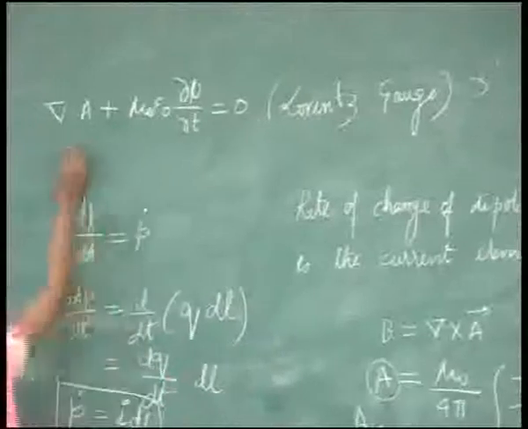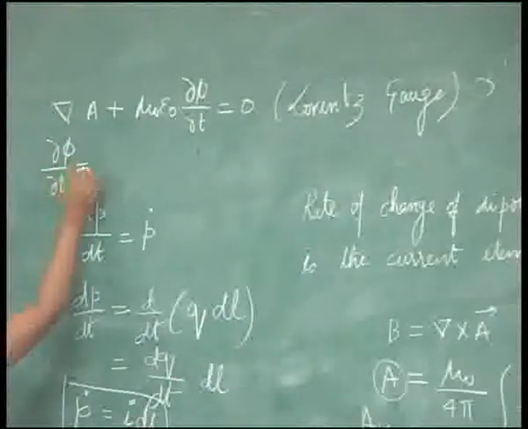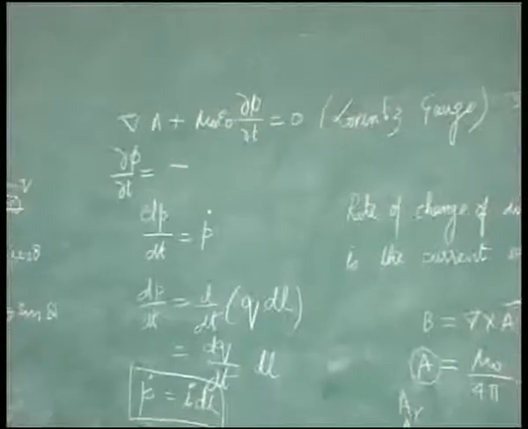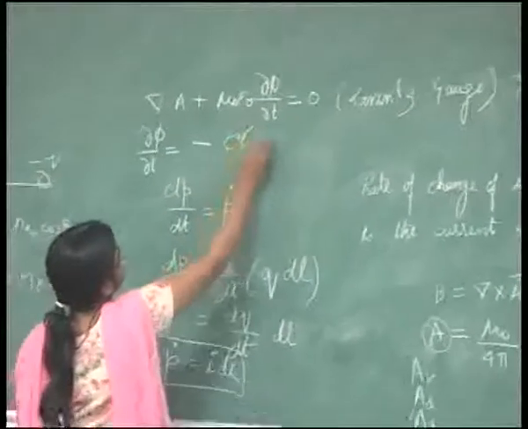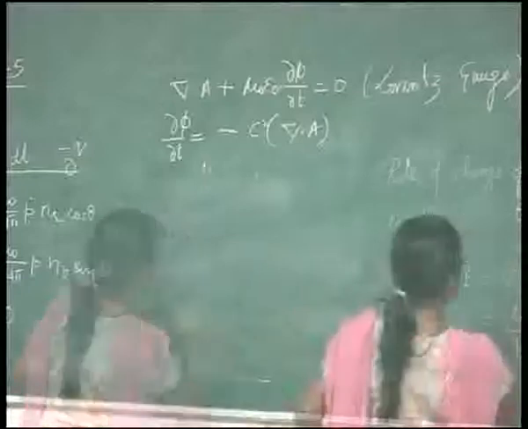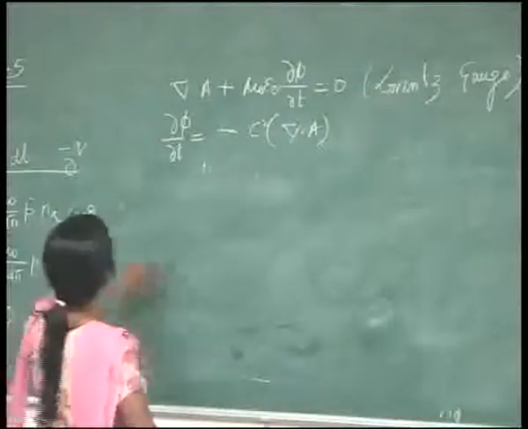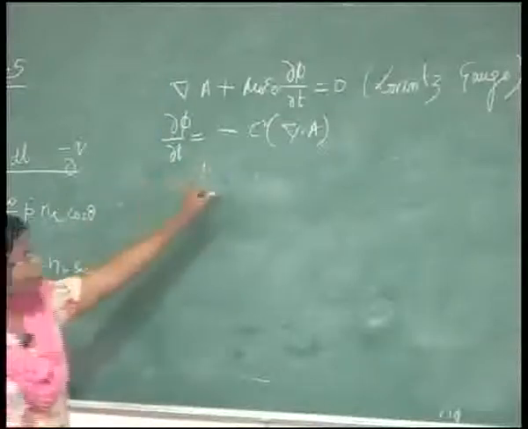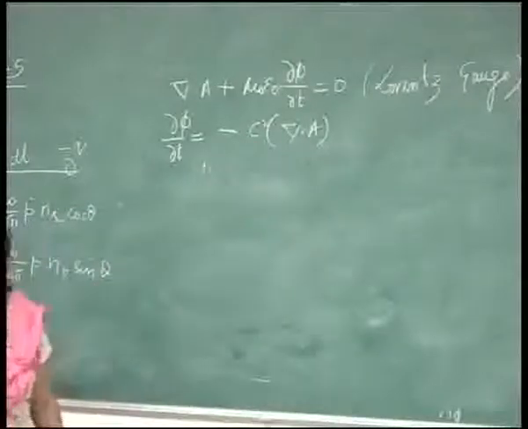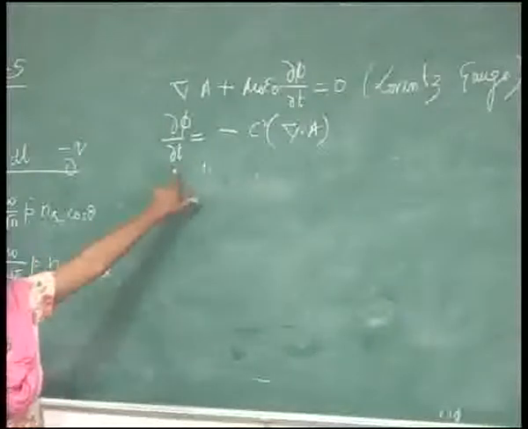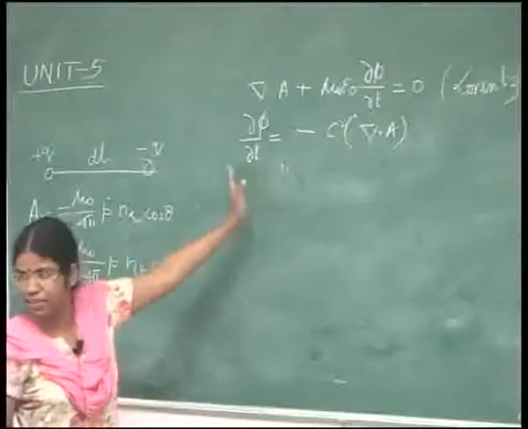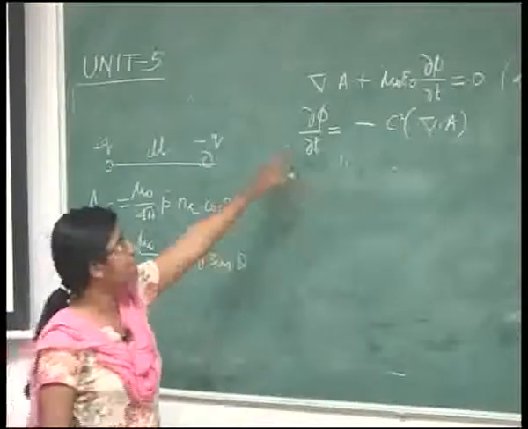So from this equation I can write that del phi by del t is equal to minus 1 by c square, so it will be c square del dot A. It means if I know A, I can find the divergence of A, and then if I differentiate the whole expression term by term with respect to t, I will get del phi by del t. Or rather, we will have to integrate it with respect to t, and I will get phi.